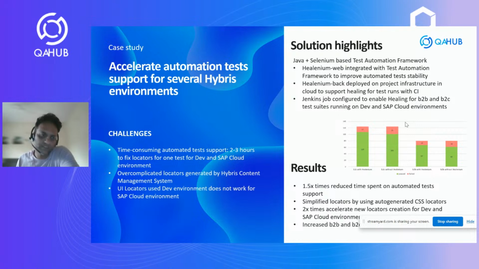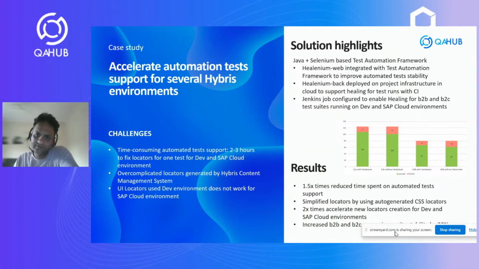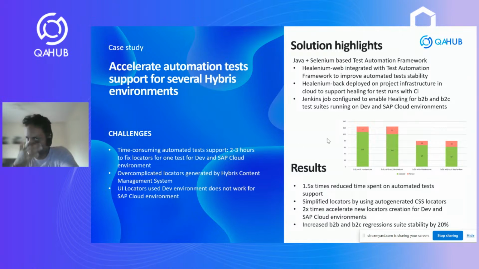It was able to detect whatever changes there were in the locators from dev to the cloud. And a lot of time was saved, like 1.5x time was reduced in maintaining automation test cases. Simplified locators were written, and we accelerated from dev to SAP Cloud almost twice. And it also helped us in B2B and B2C regression suites. Okay, so this is one case study which talks about hybris and cloud.